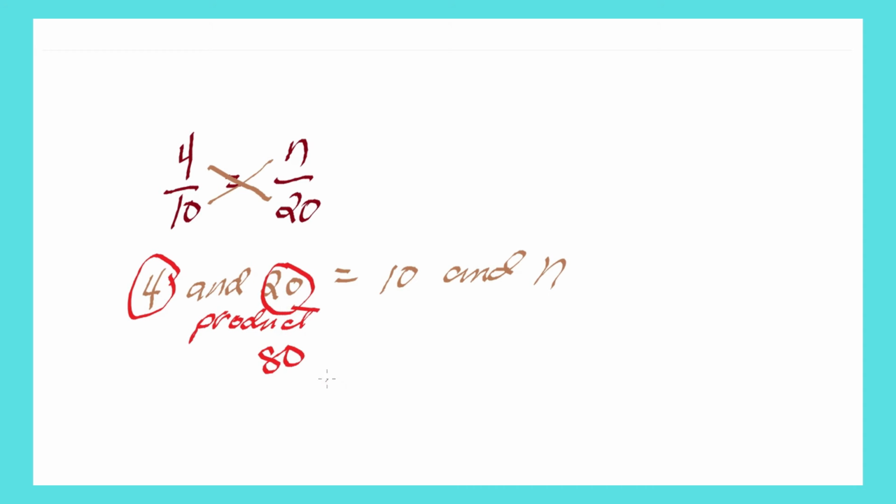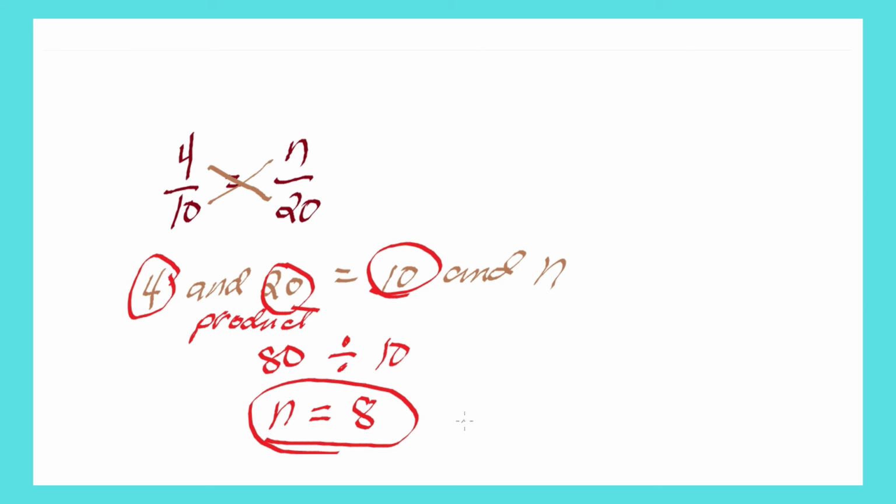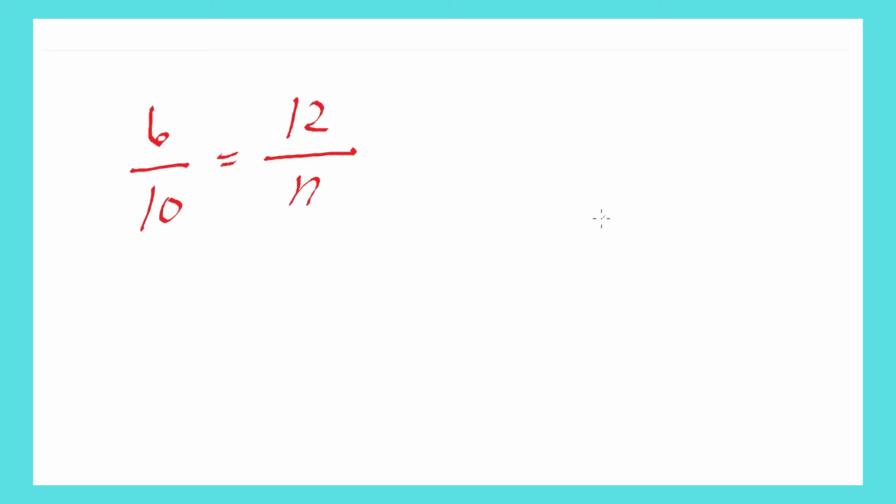Then divide it by the partner of n. The partner of n is 10, so you are just going to divide it. So 80 divided by 10 will become 8. So that will be your n. As simple as that. All right, let us have this problem.